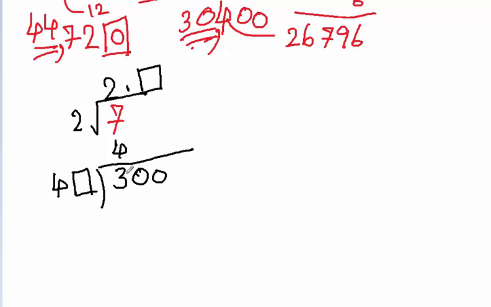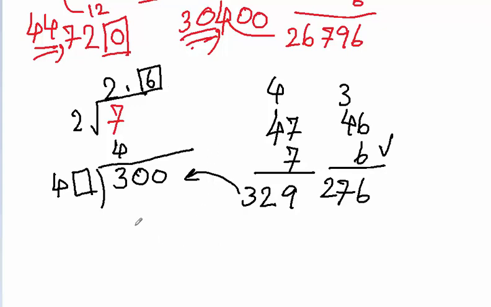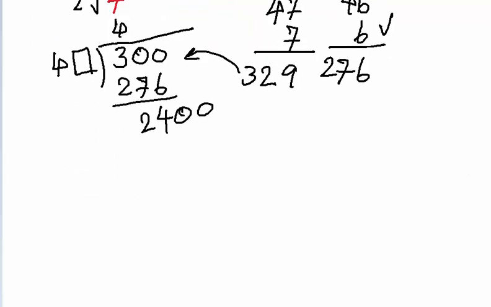So I have to think of, I will try 47 times 7, 9, 4, 32, which is greater than 300, impossible. So I try 46 times 6, 30. Okay, this one is good. So we become 2.6, and we write down 276 here, and 2.4, right? 2.4. Okay, and then I write down the 20 here, and then 6, right?